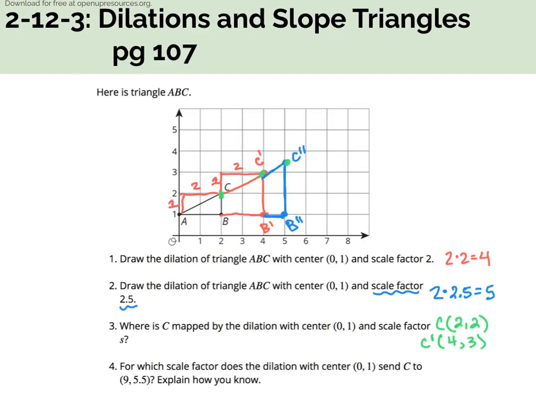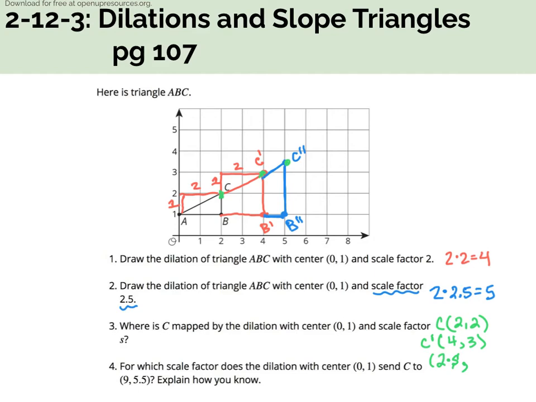So if we look at it, my X value: to go from C to C prime, I took my point and multiplied it by my scale factor. That was the X part. So I can actually write it down as 2 times my scale factor.